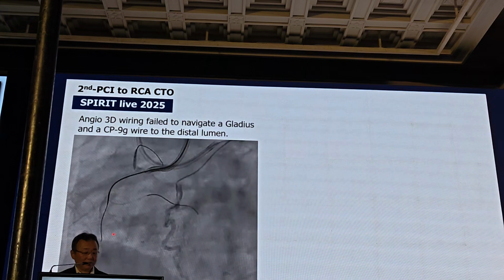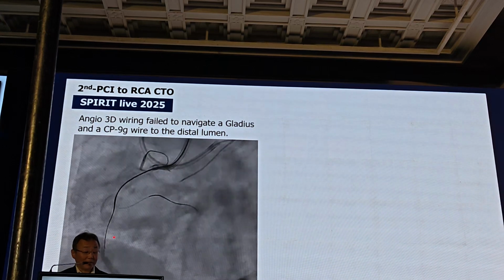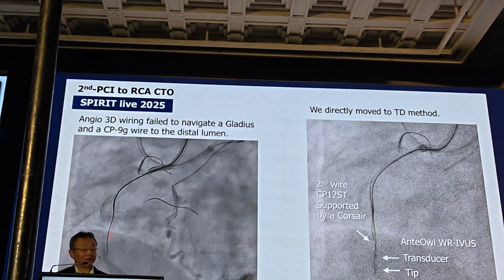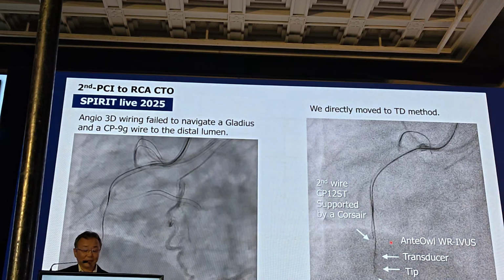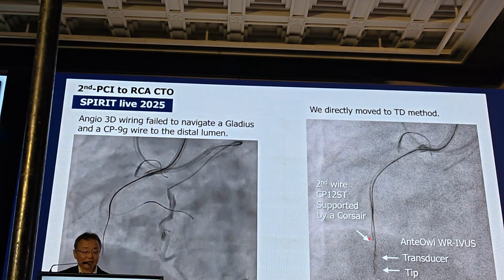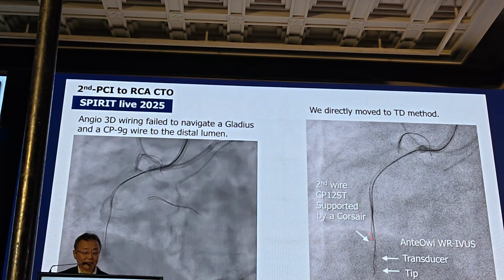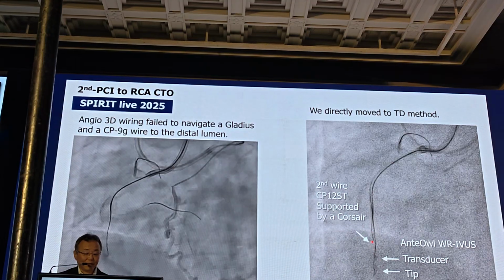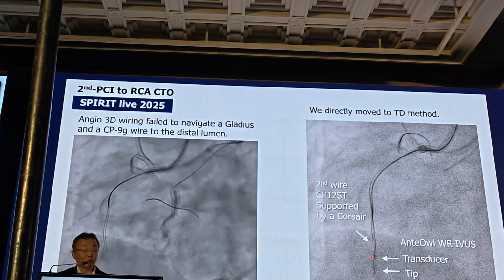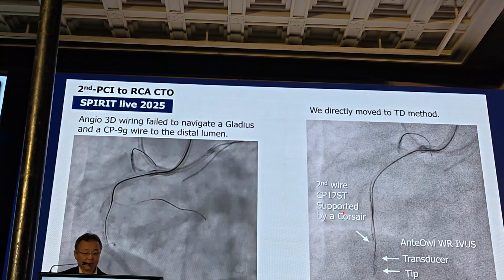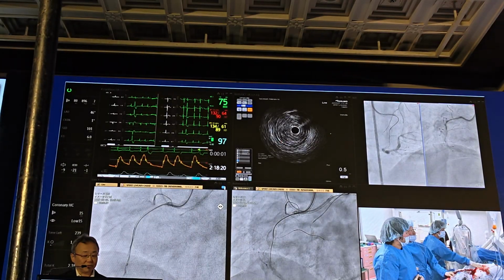I tried to do the ADR, but the guide wire was also in the subintimal space. Then I advanced, and the second guide wire is supported by the Corsair. Then I will navigate the guide wire tip to the true lumen using a tip detection method. This is also a video.